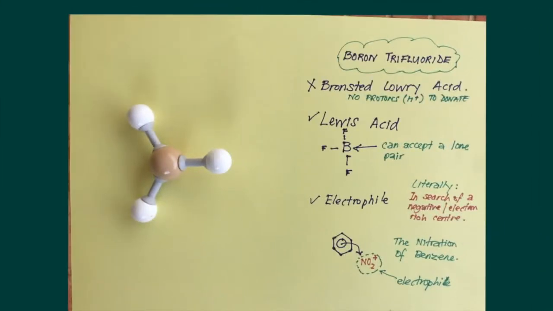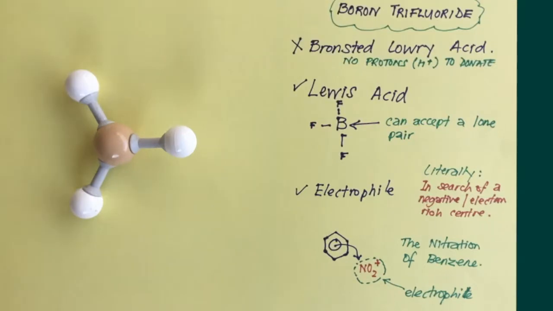A Lewis acid is a species that can accept a lone pair. BF3, boron trifluoride, is an example of a Lewis acid. But in the case of BF3, unlike NH3, ammonia, it is not a Bronsted-Lowry acid because it's not capable of donating a proton to fit the definition of a Bronsted-Lowry acid as a proton donor. But it is an electrophile, which literally means in search of a negative center.